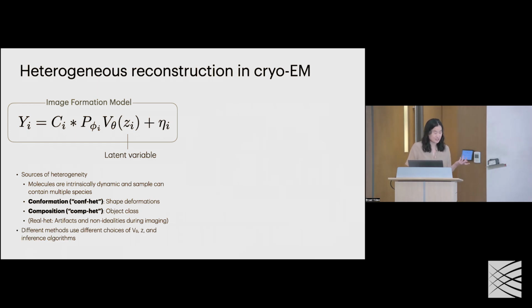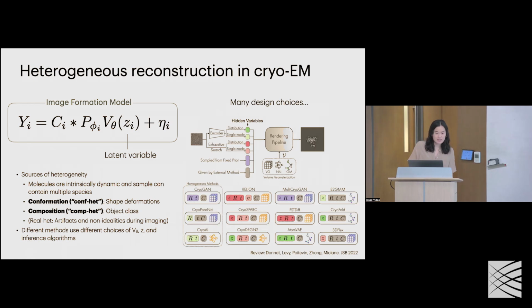And there's now a lot of different methods that use different choices of the volume parameterization, latent variable model, and also the way they do inference of all these different latent variables. And so there's a lot of different design choices. And then one last thing to note is that most methods treat poses as known before doing heterogeneity. Okay, so that's the setting of heterogeneous reconstruction in cryo-EM.